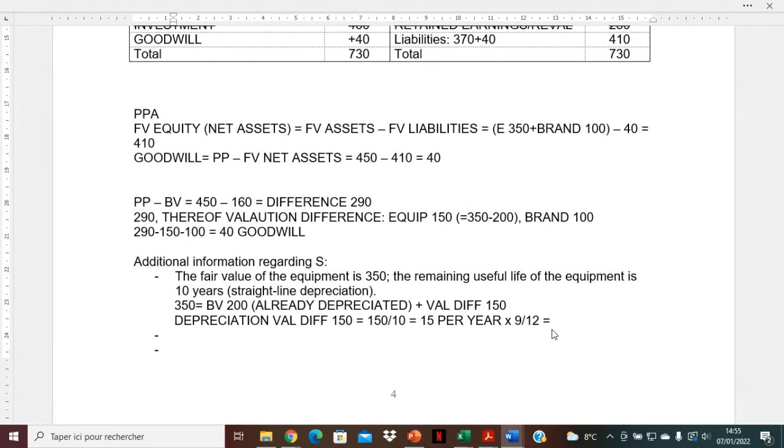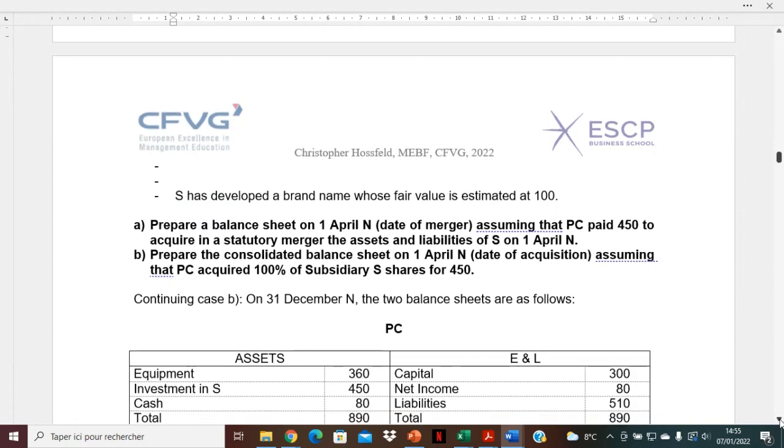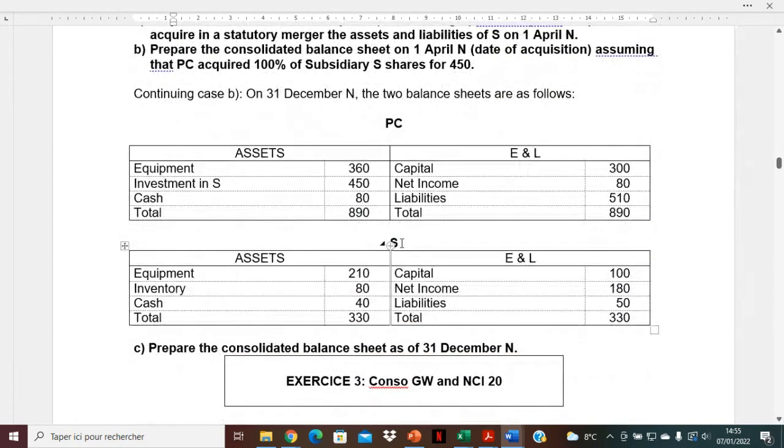Which is, if I check my solution, which is 10.75 if I remember, no, 11.25. Okay, so exactly, that's what you said, 11.25. That would be the depreciation of the first year. Okay, now we have this preliminary thing, and that means now I need to fair value the balance sheet of S as we did before.